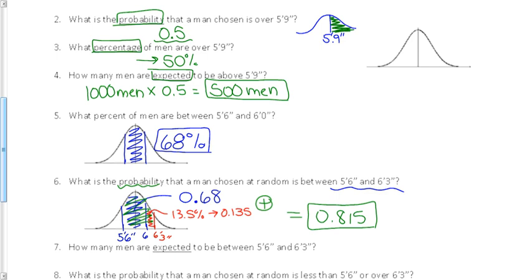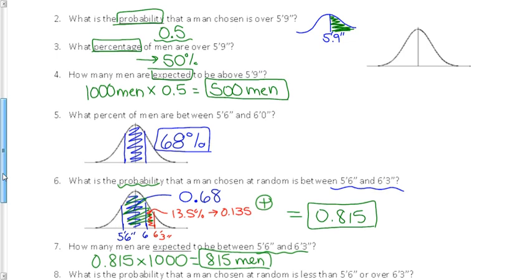Number 7 deals with the same range between 5'6" and 6'3", and it asks how many men are expected to be there. So if we have this 0.815 times the 1,000 men that I originally chose in my survey, that would be 815 men. All right.